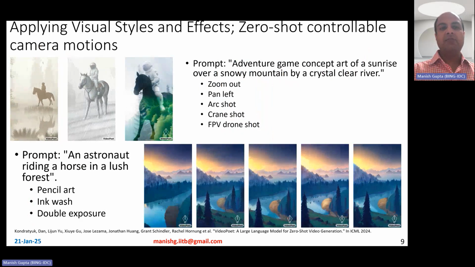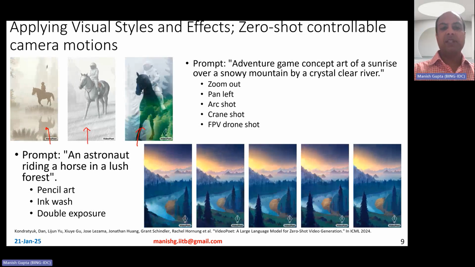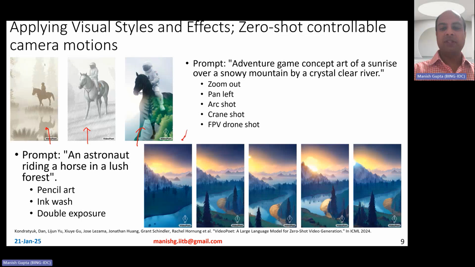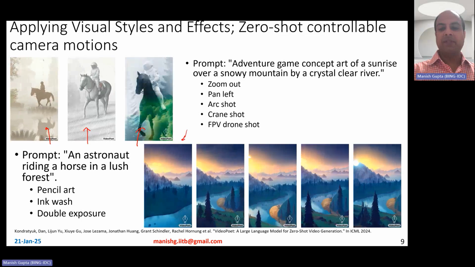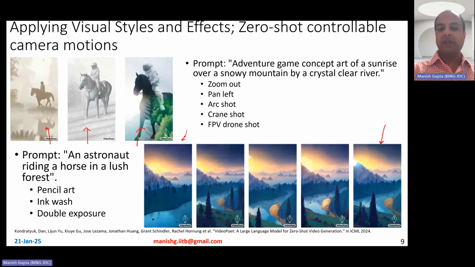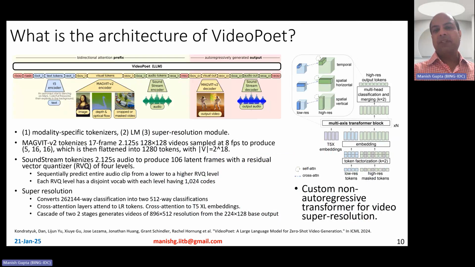Now further, it can also be used for applying various visual styles and effects. Like for example, in this case is pencil art, this is ink wash, this is double exposure, as you can see. And it can also be used for zero-shot controllable camera motions. So as you see, this is zooming out while one of them is panning to the left. Yeah, this one is panning to the left. Then there could be arc shots like this, or there could be crane shots and FPV drone shots and so on. Okay. So VideoPoet is a very interesting model.